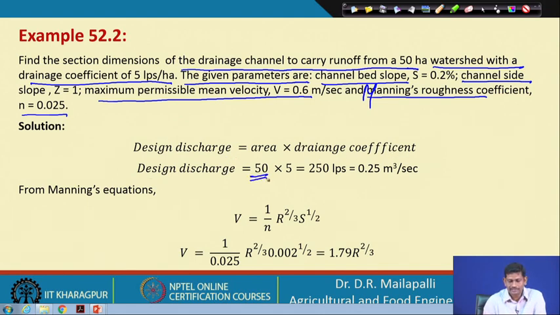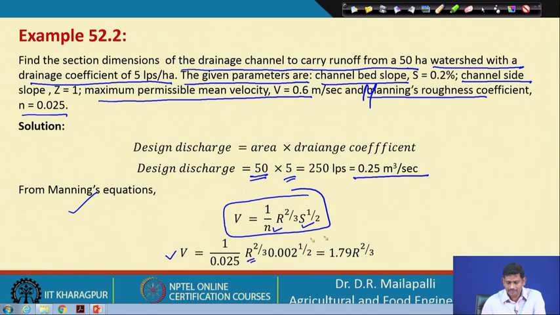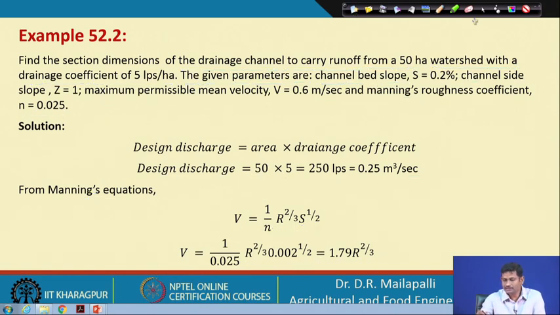So, that will be 50 hectares and 5 liter per second per hectare. So, that will give 0.25 meter cube per second. From Manning's equation, substituting the given values like n, s value, and also V is given. Substituting the values except R, V equal to 1.7 and R power 2 by 3.